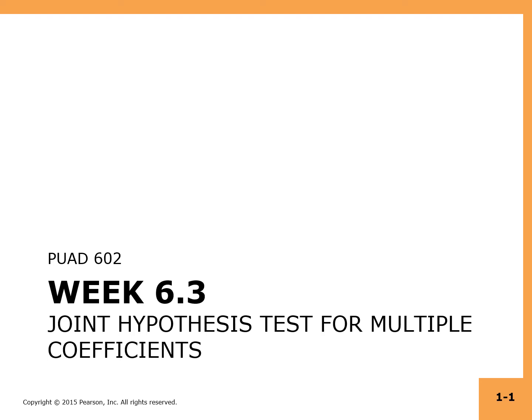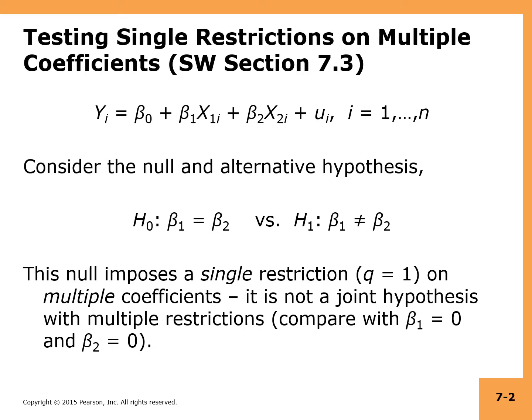This is the third lecture of week 6, and we're going to cover joint hypothesis testing for multiple coefficients. In the previous lecture, we talked about how to conduct joint hypothesis testing with multiple restrictions involving multiple coefficients. More specifically, last lecture, we had two coefficients, beta 1 and beta 2, and two restrictions. Beta 1 is equal to 0 and beta 2 is equal to 0.